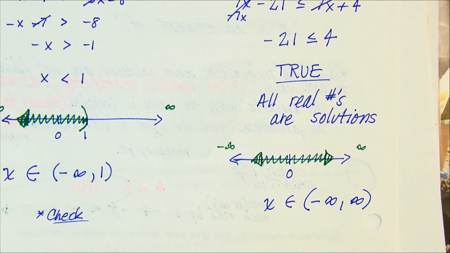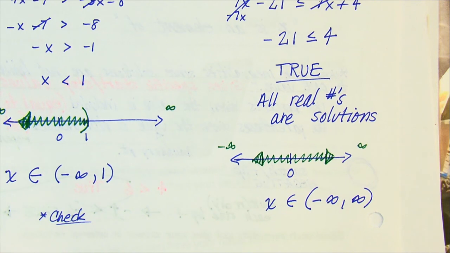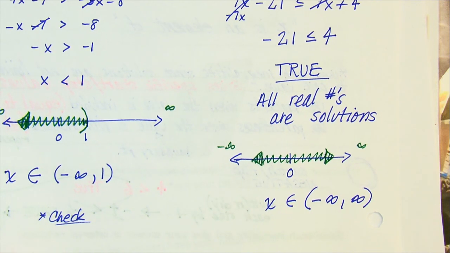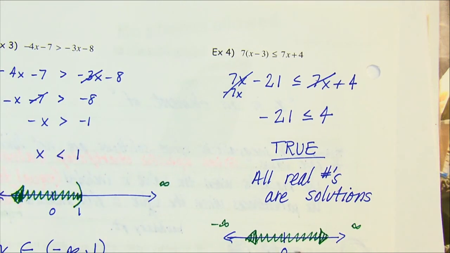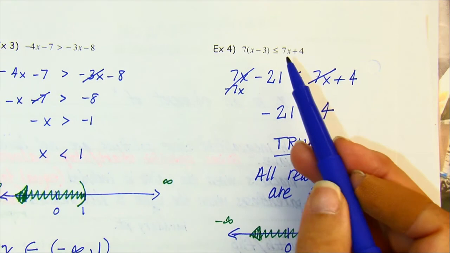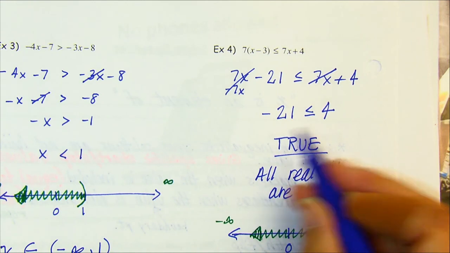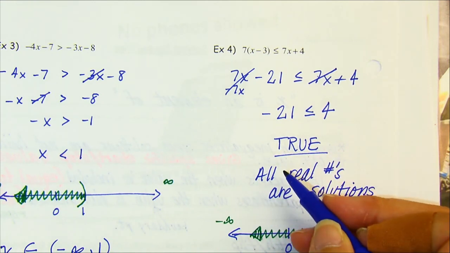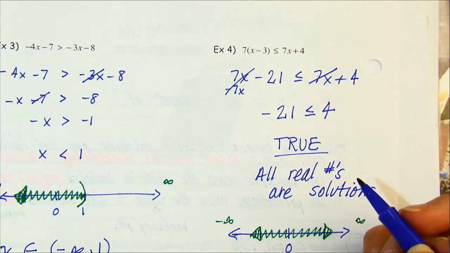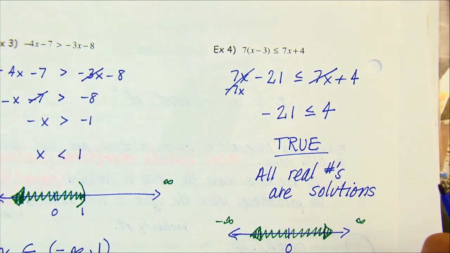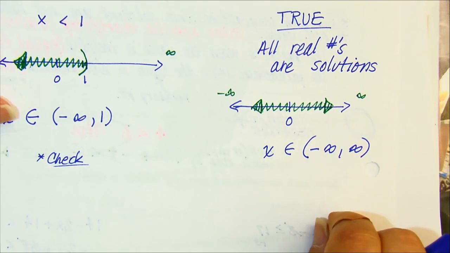Now, what I want you to remember is that you could pick any value on here and check it. It's going to get a true statement. The other thing I want you to remember is that if this were to be false, then we would have to say there are no solutions. Okay, and that would be the empty set. You wouldn't write it in interval notation. You would just write the empty set. So that's what I wanted to say.